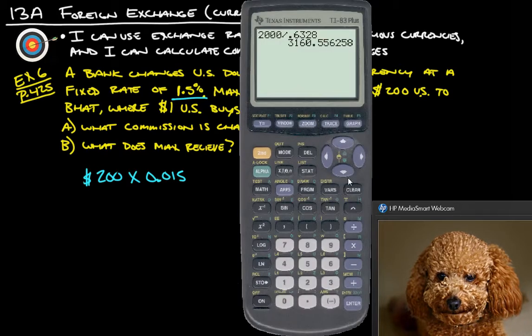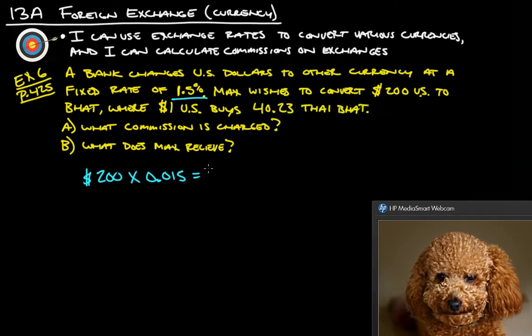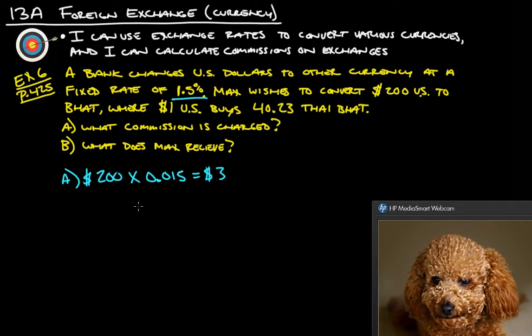All right, so that's going to be our commission. So 200 times 0.015 gives us that the commission is $3. Okay, so that's part A. Commission is $3. So what does Max receive?